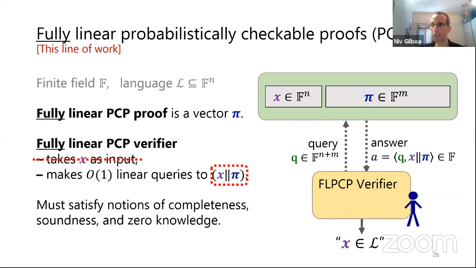So the only access it has is to send linear queries, to generate vectors Q and get the inner product of Q and the input X concatenated to the proof pi. And this is going to be great for us because in our case, we want to prove statements about input that's secret shared between other parties. So the verifiers don't have access to the input. They in fact will have only linear access to this input.